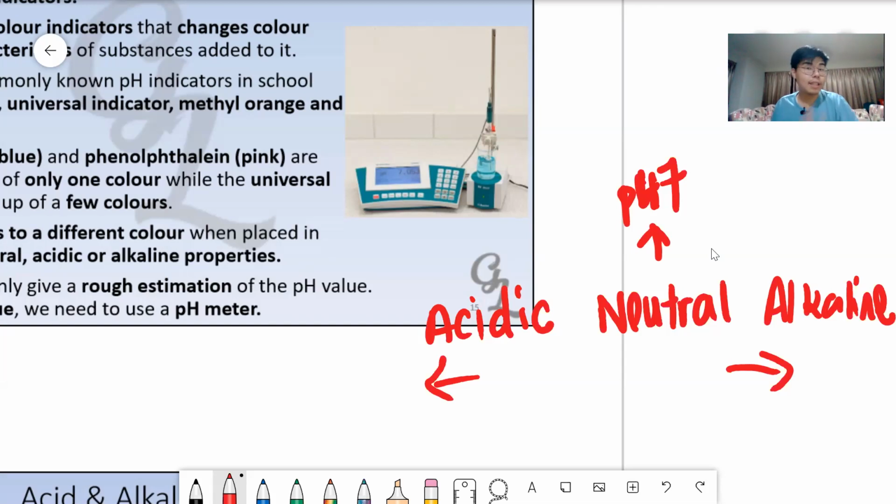Alright, so if it's a pH 6.9, is neutral? No, 6.9 is acidic. Do you think 7.1 is neutral? No, 7.1 is alkaline. Only when exactly at 7.0 there is neutral. Alright, so let's see.